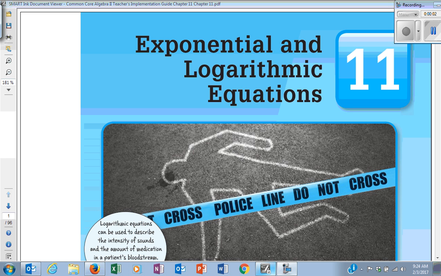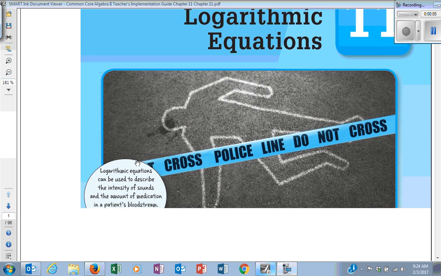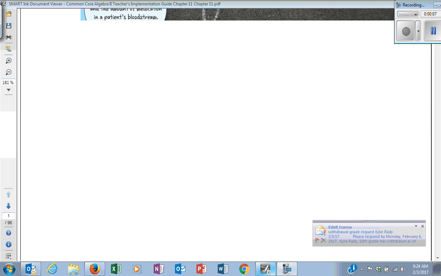Right, so chapter 11, we're still going to be dealing with logs and exponents, but now we're actually going to be using them a little bit more as far as solving.